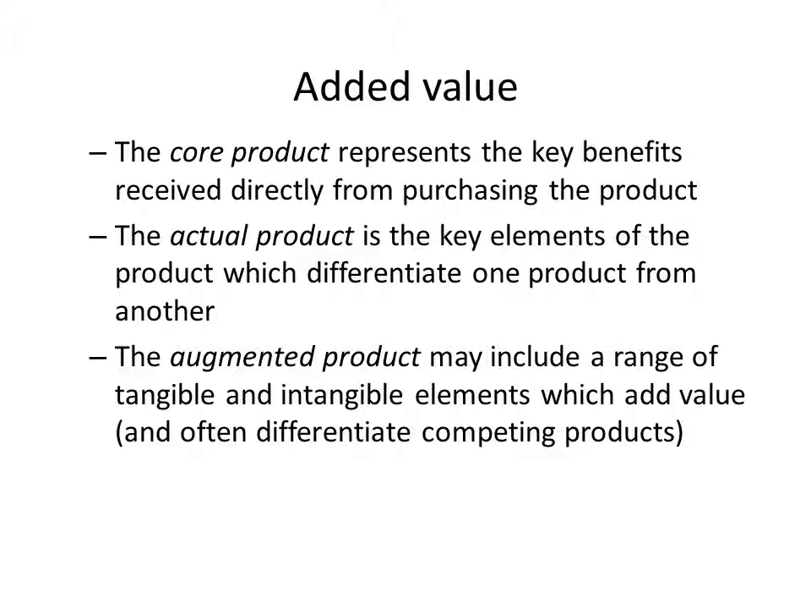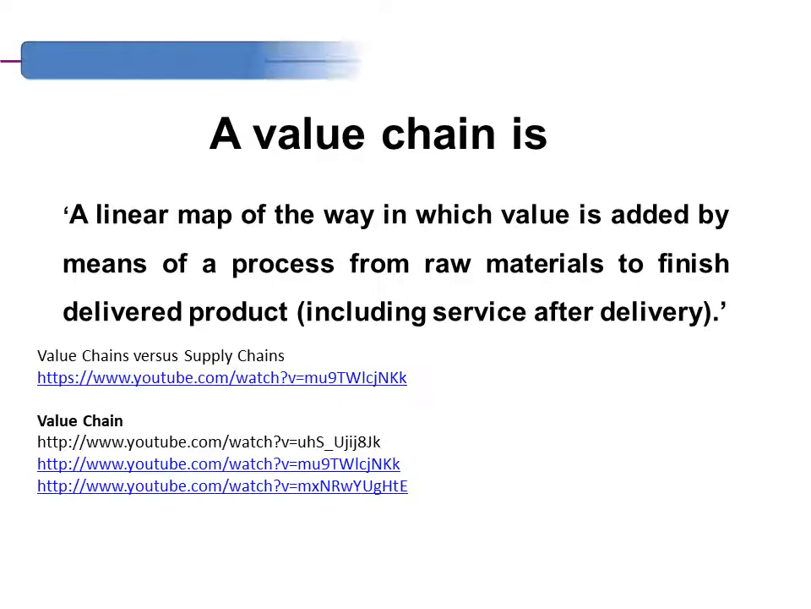Well, the core product is I bought a pen, but the augmented product might be that it's got a brand name, it's got a diamond in the end. It gives me other benefits because I can show off with it. So you've got the basic product, and then you get other benefits because you've got it. It's a bit of an odd concept, isn't it? But it's worth a look at. There are some very good videos on YouTube on that.